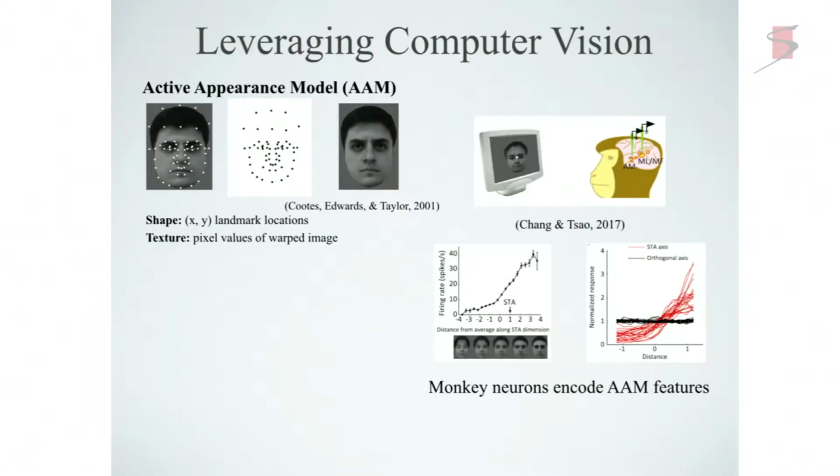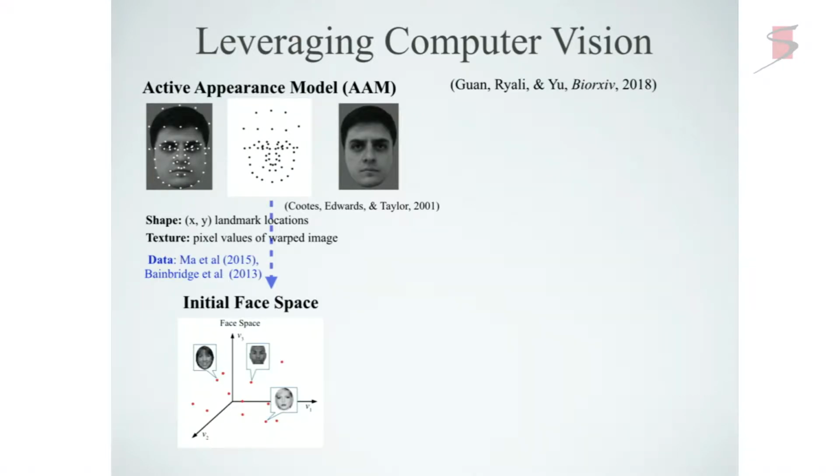What they showed is that different face patch areas seem to encode the shape and texture features of this model respectively. Individual neurons seem to encode a single axis, have monotonic tuning, and have flat tuning in the orthogonal axes. So what we did was take this active appearance model, train our own version, and build this initial face space, which almost has the features of the psychological face space that we want, that I mentioned on the previous slide.